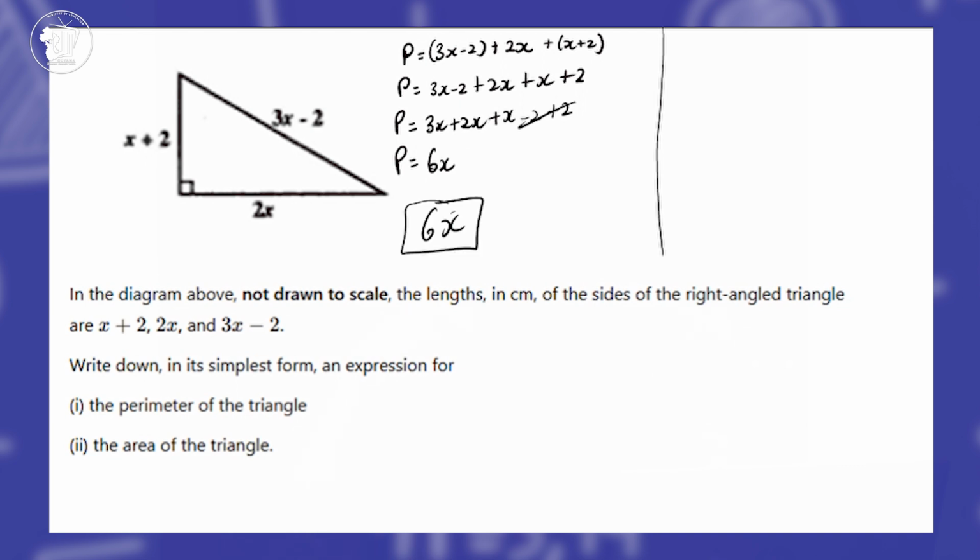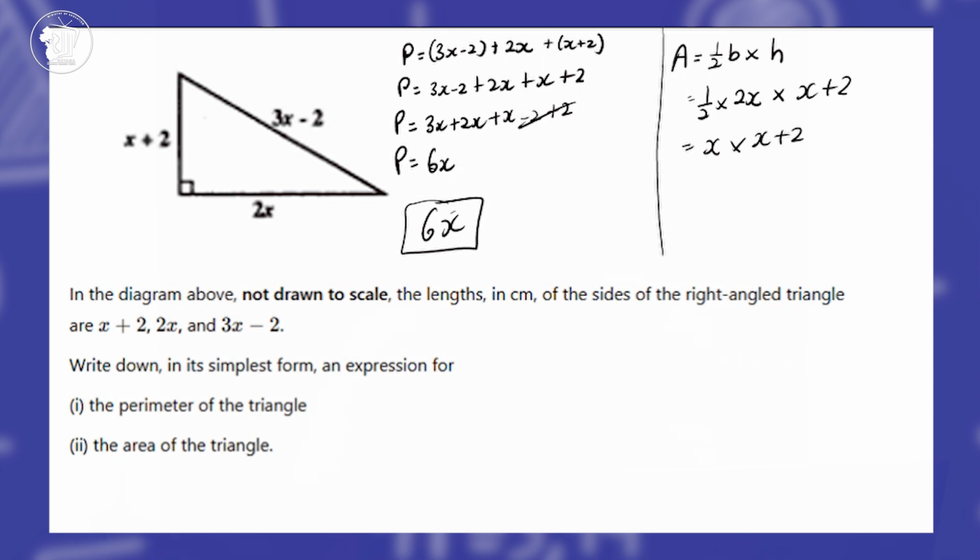The next one says, write down in its simplest form an expression for the area of the triangle. We know the area of a triangle is half base multiplied by the height. In this case, it would be half multiplied by the base, which is 2x, multiplied by the height, which would be x plus 2. So we'll have half times 2x, and half times 2 would be 1, so 1x is the same as x, multiplied by x plus 2.